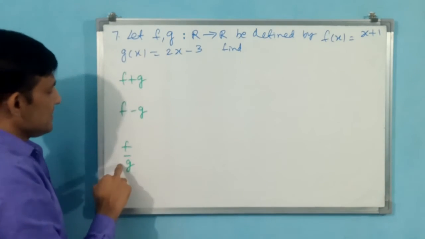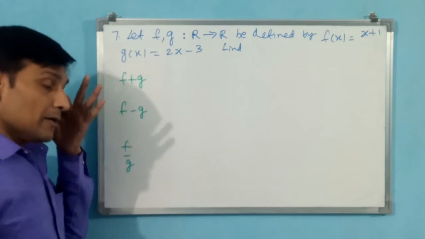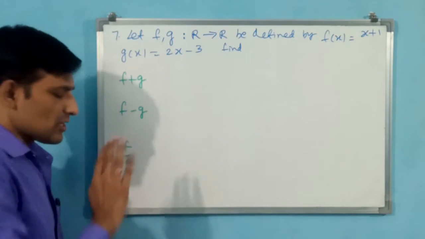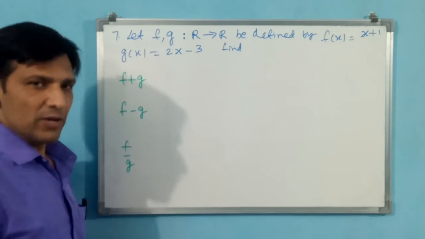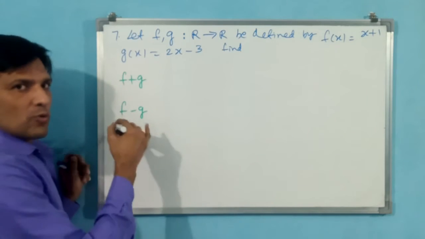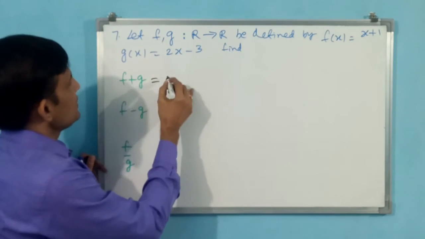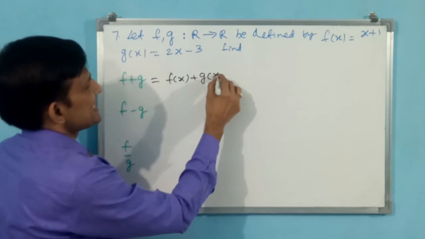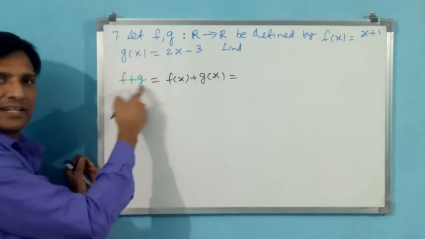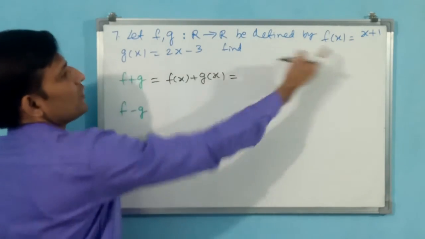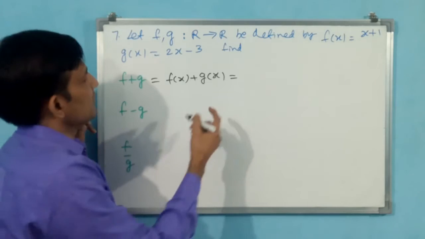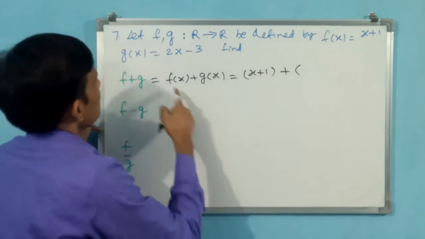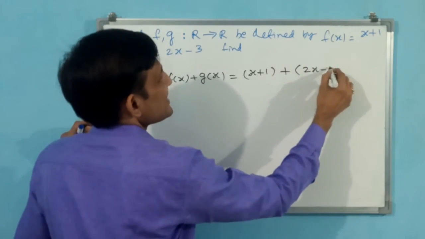F plus g, f minus g, f by g is asked directly. See, he was not asking f plus g of x like that. But this notation also we can use, we can understand now. Okay. Now, how to write and all, you see. We know that f plus g of x is equal to f of x plus g of x. Is it correct? Addition of functions. Why? Because f and g are two separate real functions. Real functions additions we can give. Okay, f of x is equal to x plus 1 plus g of x is equal to 2x minus 3.